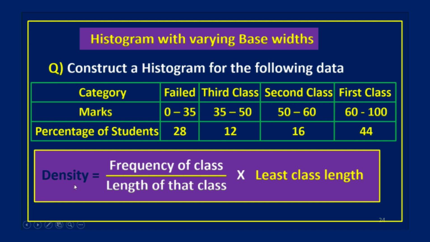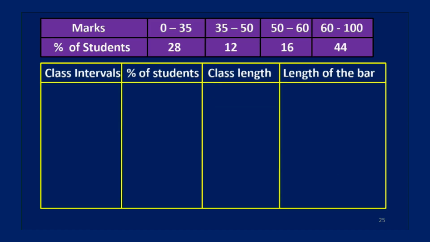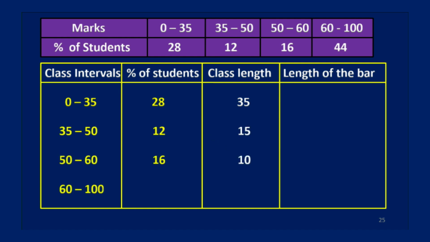How to find density? Frequency of the class divided by the length of that class, into the least class length. Now I am preparing the frequency distribution table here first for the histogram. Yes, it is 0 to 35, next 35 to 50, 50 to 60, 60 to 100. Children, here I am taking as it is. Now I have to find the length of the bar. How to find the length of the bar?